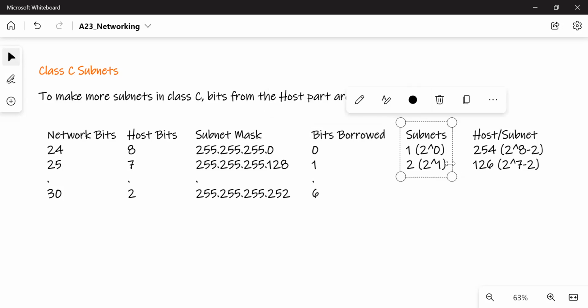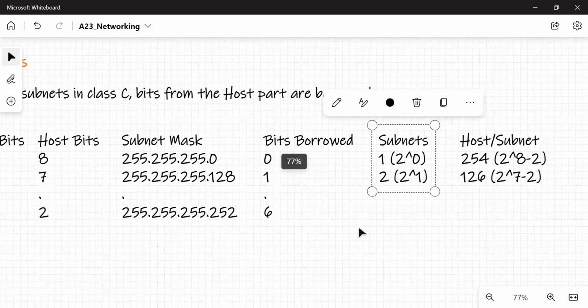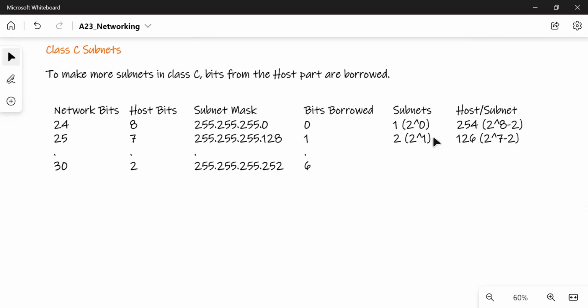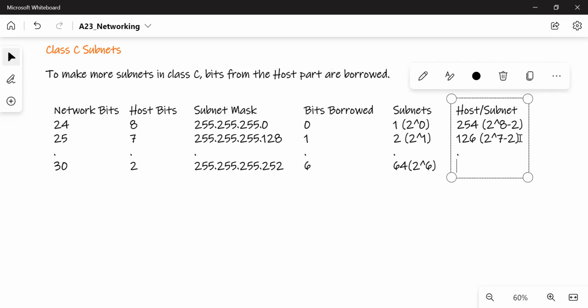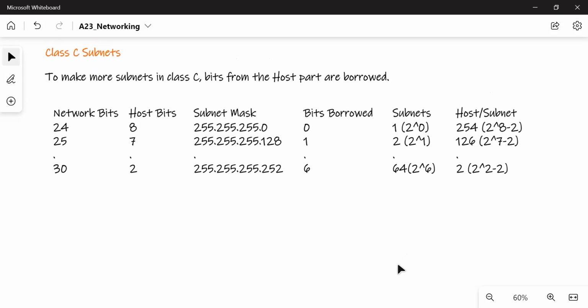So if you have 6, we know how many subnets are possible. We have 2 to the power 6, that is 64. And the number of hosts per subnet becomes 2. That means 2 to the power 2 is 4, minus 2 is 2. So this is 2 to the power 2 minus 2. Okay, so your answer is correct, and that's good.